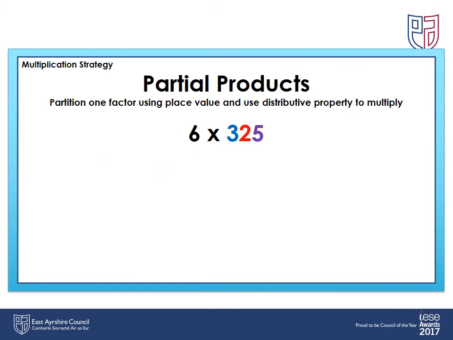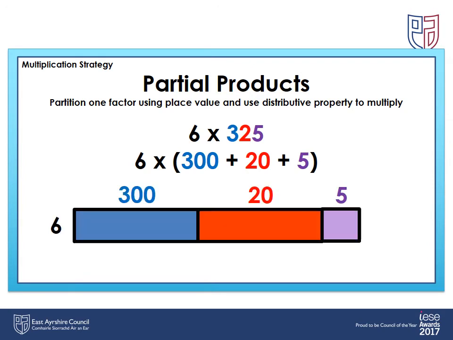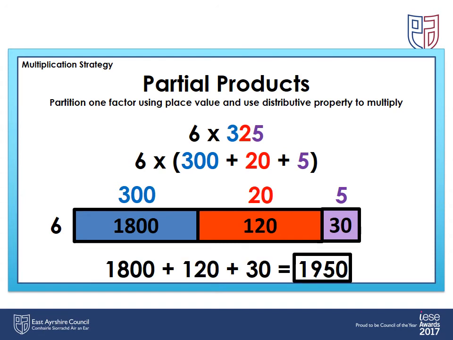When dealing with more complicated calculations like this one, we can use partitioning and arrays to help to solve the problem. In this example, we can partition the 325 into 300, 20 and 5 to multiply each of these parts by 6. The array looks like this. And using this array model, we can do 6 times 300 is 1800, 6 times 20 is 120, and 6 times 5 being equal to 30. Adding the 1800, the 120 and the 30 together, we come to a total of 1950.